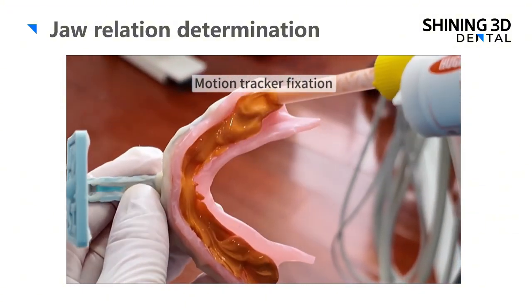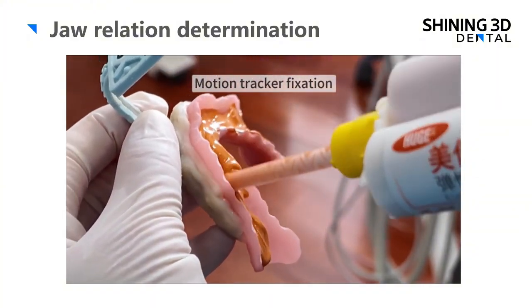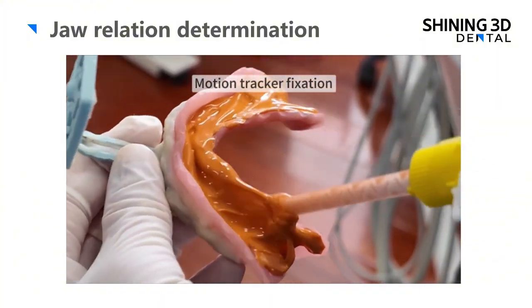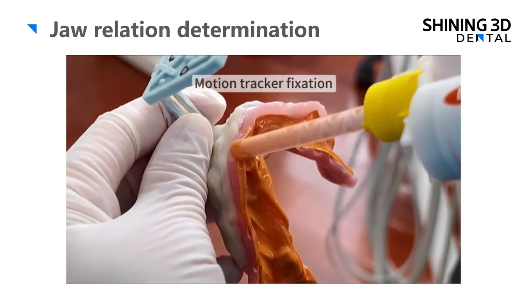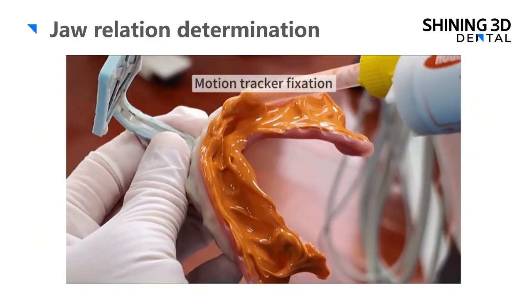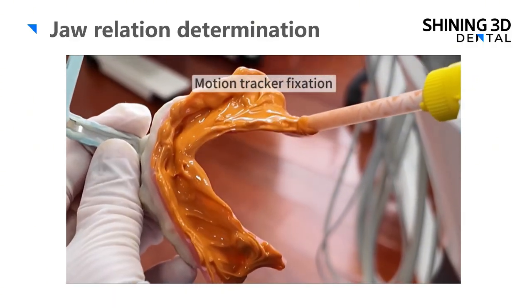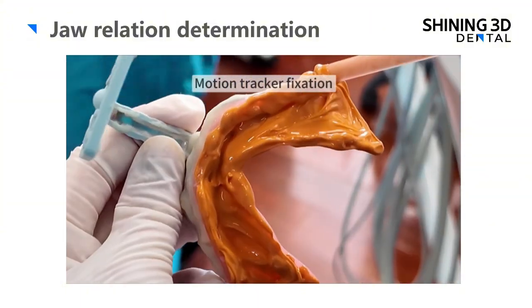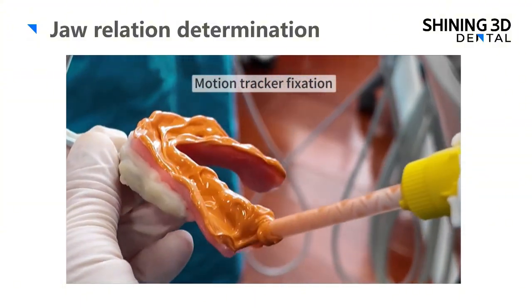And then we apply the same material to the lower jaw and repeat the same steps again: put it inside the patient's mouth, wait until it is cured, and trim it to make it more comfortable while we are putting it inside the patient's mouth.